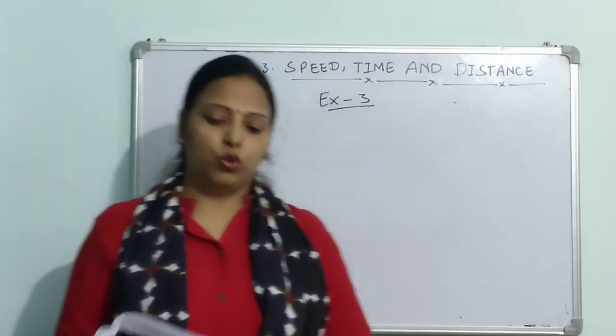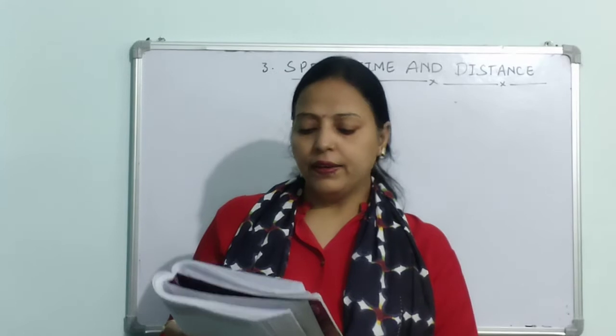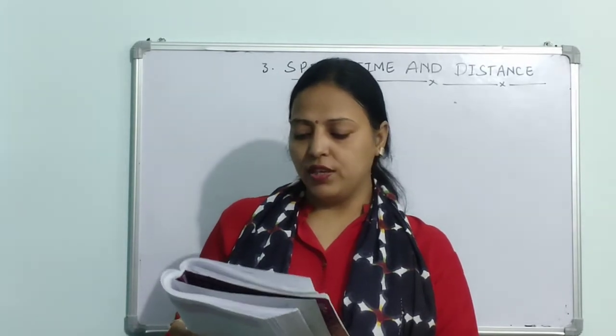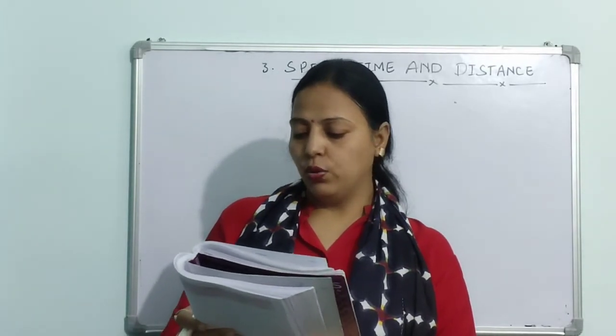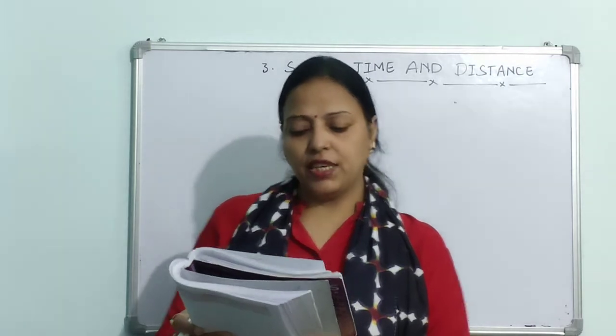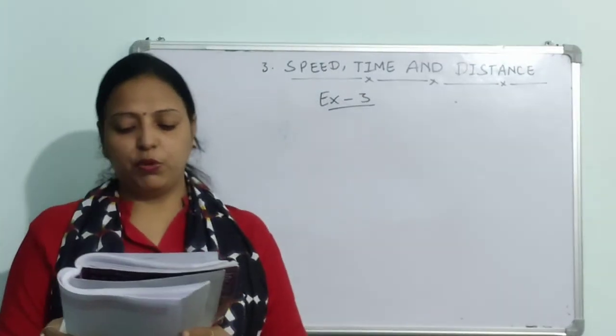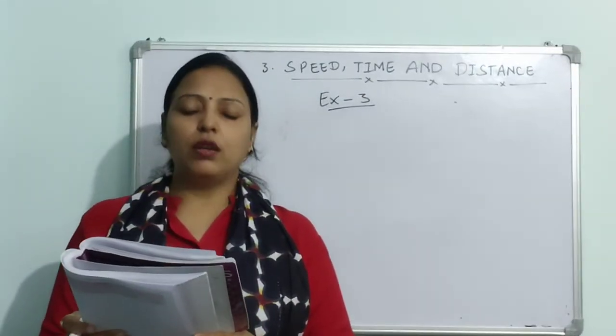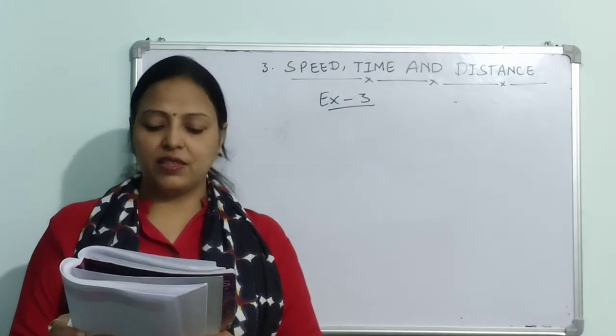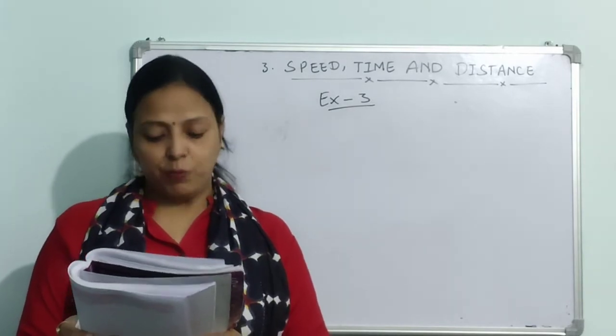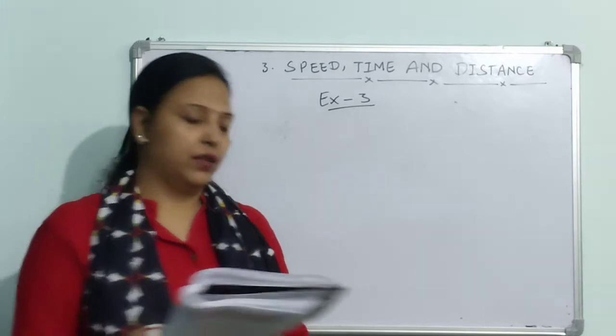Now question number 2, first part. A train takes 2.5 hours to reach Howrah from Asansol. If the speed of the train is 80 km per hour, then find the distance between the two places. So in this question, time is given and speed is given. You have to find the distance.